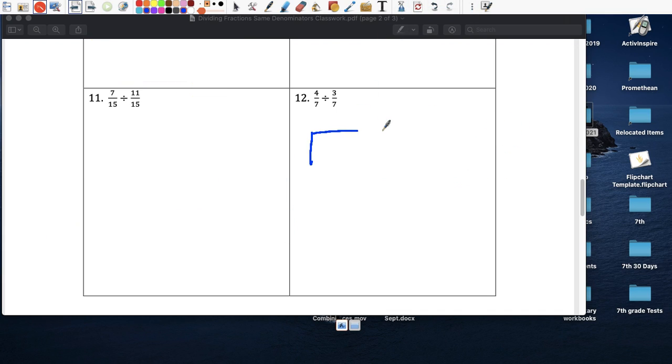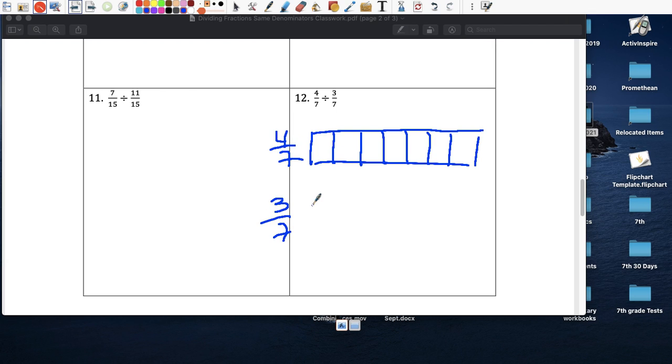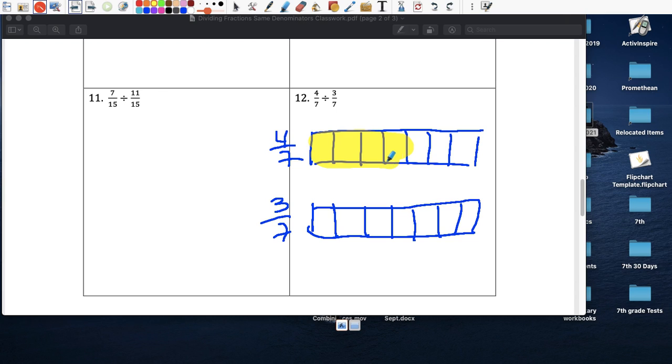Last one. 1, 2, 3, 4, 5, 6, 7. 1, 2, 3, 4, 5, 6, 7. And this is 4 out of 7. Now we have 3 out of 7. That's the same thing. 4, 5, 6, 7. Let's shade 4. Let's shade 3. And let me just show you what those three pieces look like. 1, 2, 3. Let me shade them here. So this is 3 out of 7.